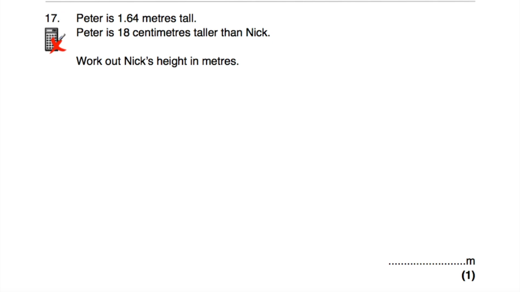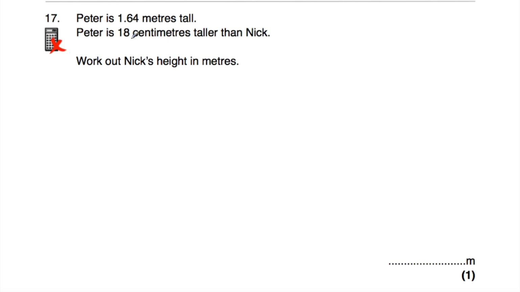Okay, let's have a look at our next question, question number 17. So question number 17 says, Peter is 1.64 meters tall, and Peter is 18 centimeters taller than Nick, and we've been asked to work out Nick's height in meters. Now this question, there's a couple of approaches that you could use for this question. One approach actually doesn't involve adding and subtracting decimals, and I'll actually show you that one to begin with.